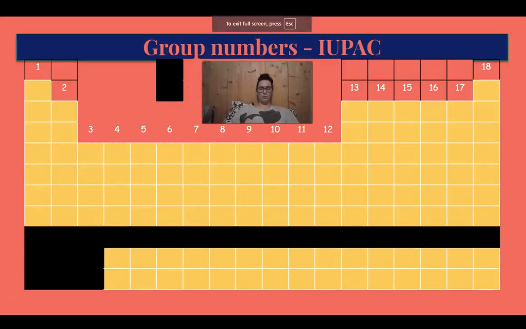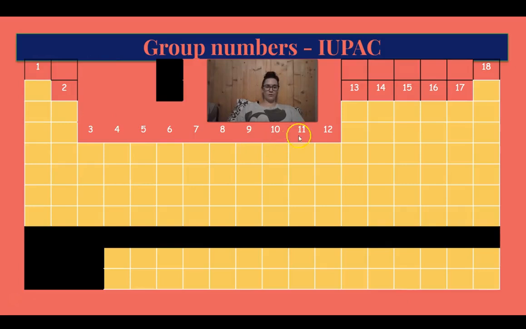So here's the group numbers according to IUPAC: 1, 2, 3, 4, 5, 6, 7, 8, 9, 10, 11, 12, 13, 14, 15, 16, 17, 18. Okay, so 3 through 12 are the transition metals, and they have variable numbers of valence electrons, as we learned last unit, due to the ability to lose from both the D and the S sublevel.